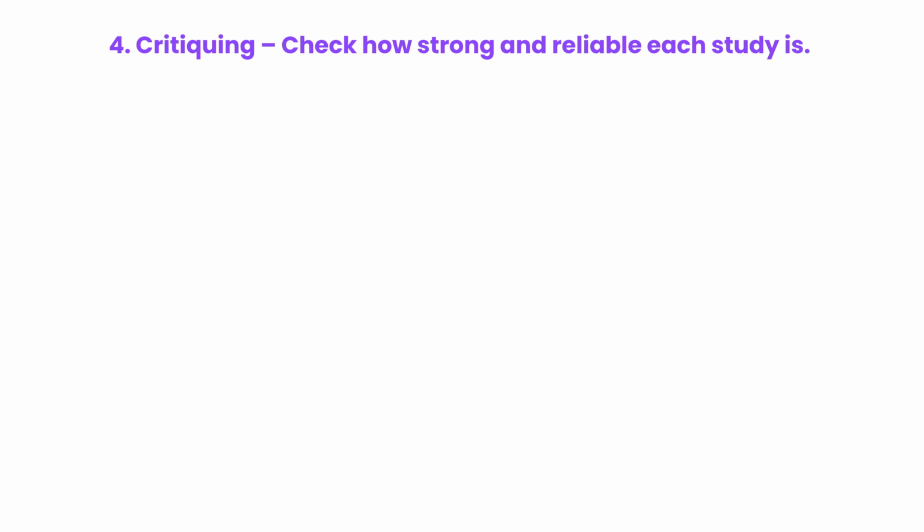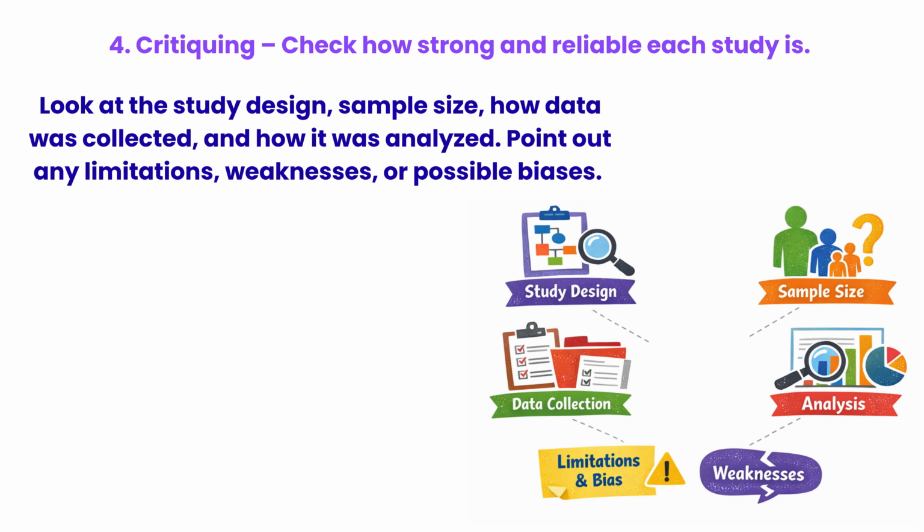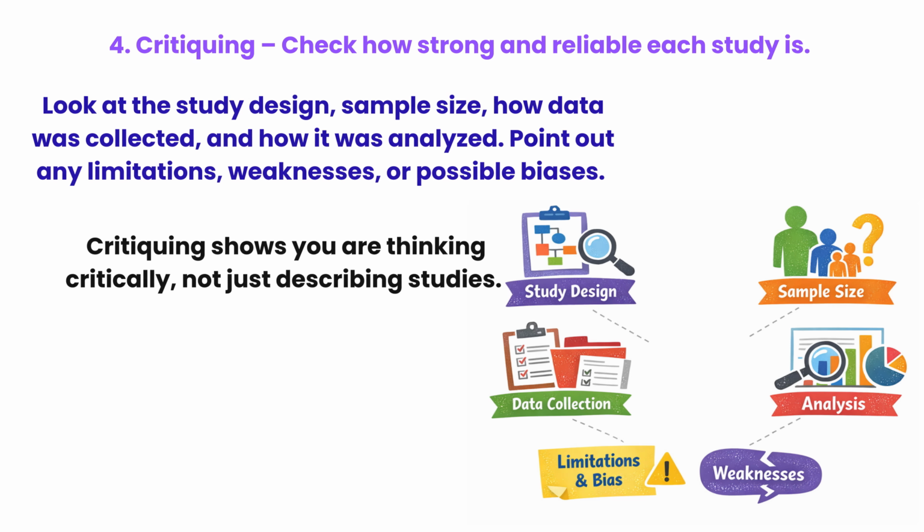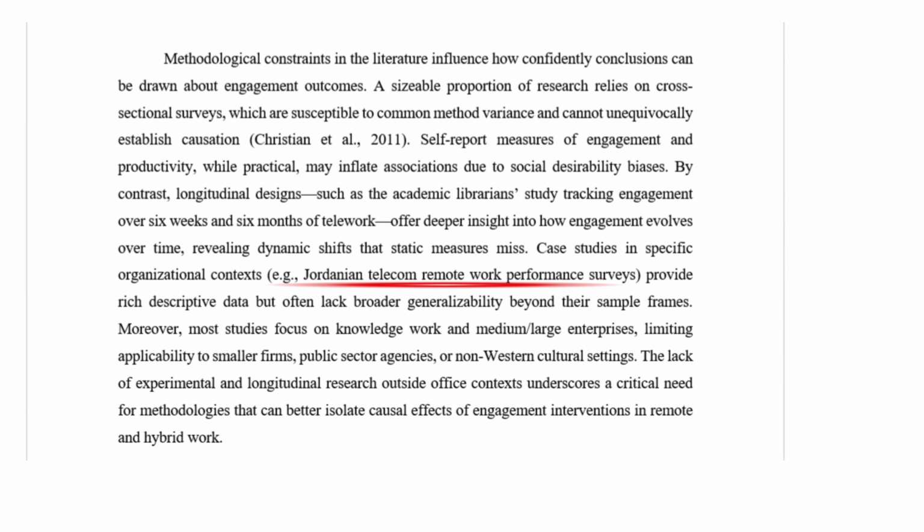4. Critiquing. Check how strong and reliable each study is. Look at the study design, sample size, how data was collected, and how it was analyzed. Point out any limitations, weaknesses, or possible biases. Critiquing shows you are thinking critically, not just describing studies. For example, a study using only a small team in one company might not apply to larger organizations, or surveys based on self-reports might be biased. Include these points so readers know how trustworthy the findings are.